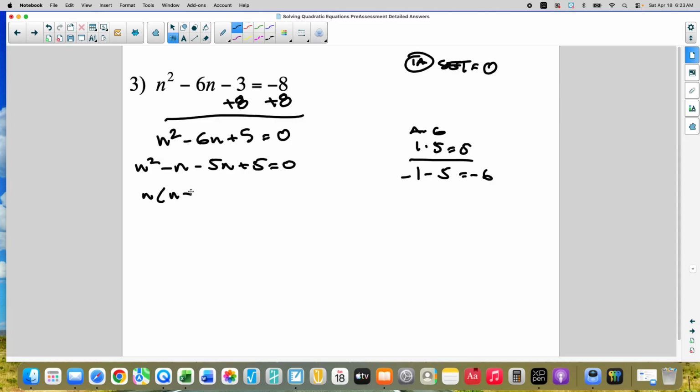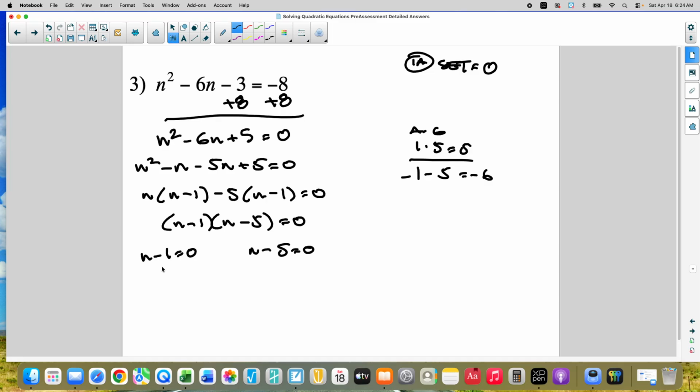Factor out an n. Factor out a -5. N minus 1, n minus 5. N minus 1 equals 0. N minus 5 equals 0. Add 1. Add 5. And we get 1, 5.